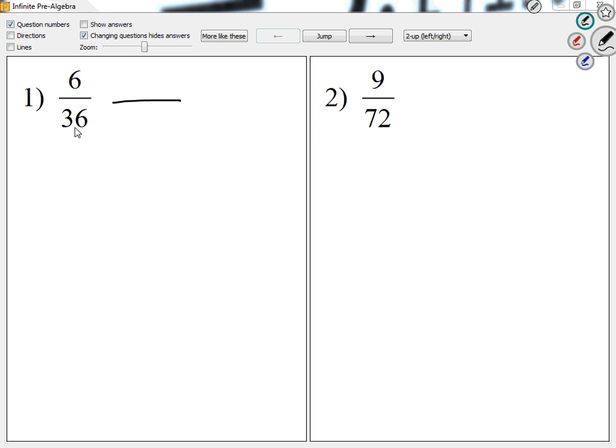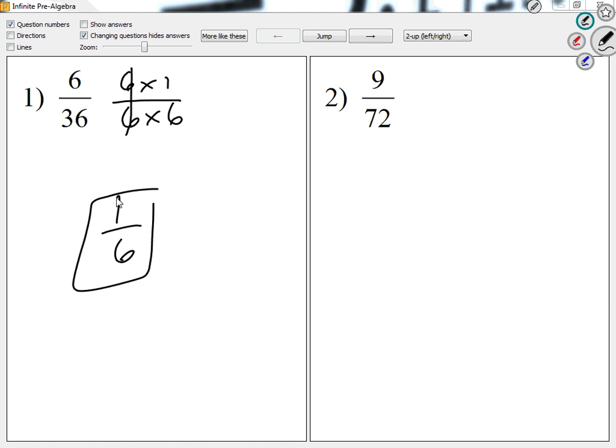So in this case, 36. Give me two numbers that multiply to equal 36. 6 times 6. Now from the top, try to repeat one of those numbers. Give me two numbers that multiply to equal 6. 6 times 1. We cancel out the 6's, and we have 1 over 6. So it's easier if you split up the bigger number first.